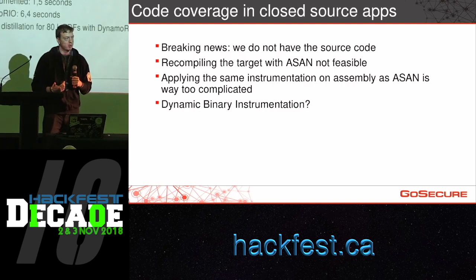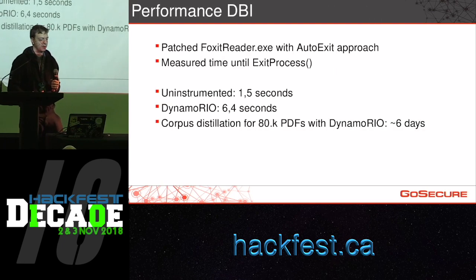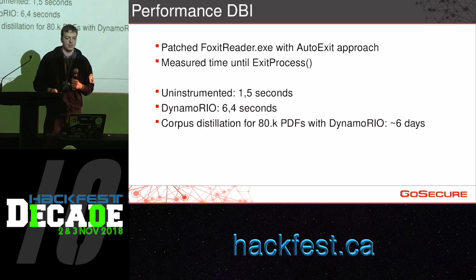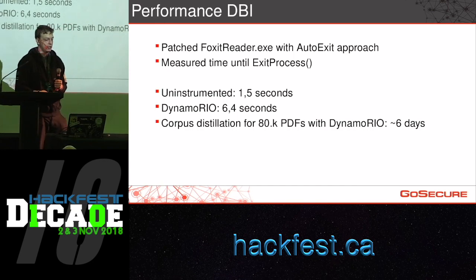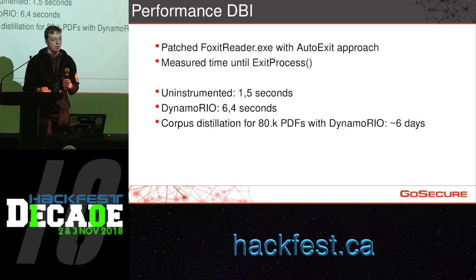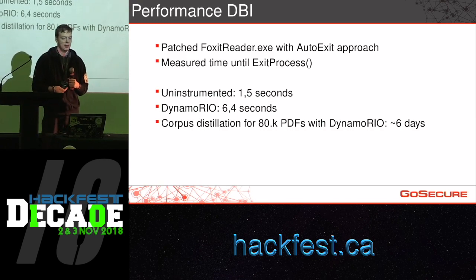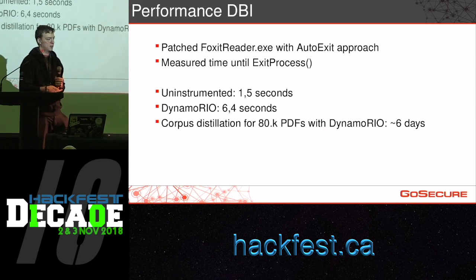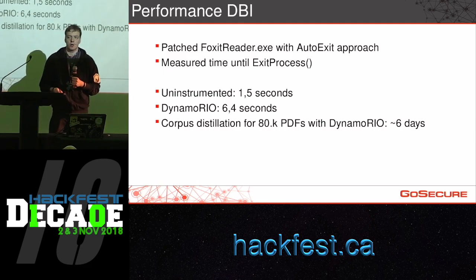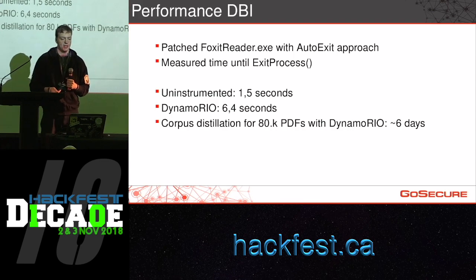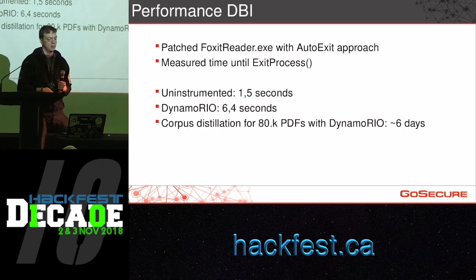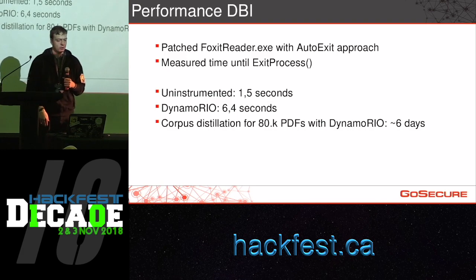And as I said earlier, the problem is speed, or at least performance. To show you how big the overhead actually is, I patched Foxit Reader, which is a random PDF viewer, with the auto-exit approach that I mentioned earlier, and then measured the time until exit process was finally called. The uninstrumented version of Foxit Reader took around 1.5 seconds to call exit process, while with DynamoRIO, it took 6.4 seconds. So that's an overhead of almost 5 seconds, and that's obviously nothing that we can use for fuzzing, because we want to have a high number of executions per second.